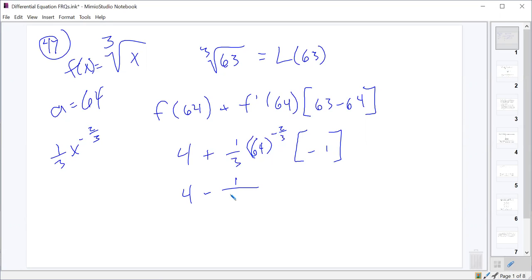so we got 4 minus, from the -1, 3 times 16, 1/48. And so we know that the value for the cube root of 63 is 1/48 of a unit less than 4, which is what it asks. How much less than 4 is the cube root of 63?